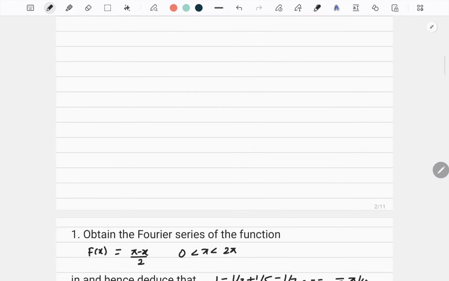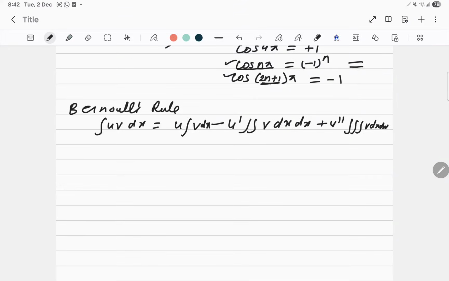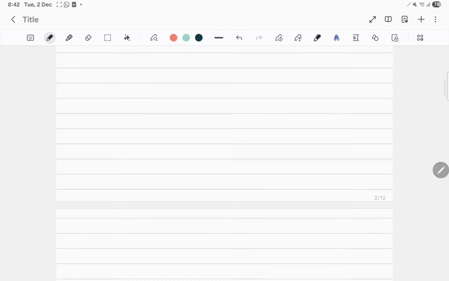So let me first start that. I need some space to do that. Just give me 1 second. I'll add up one page. Okay, so now I have added one page so that I can explain you properly.